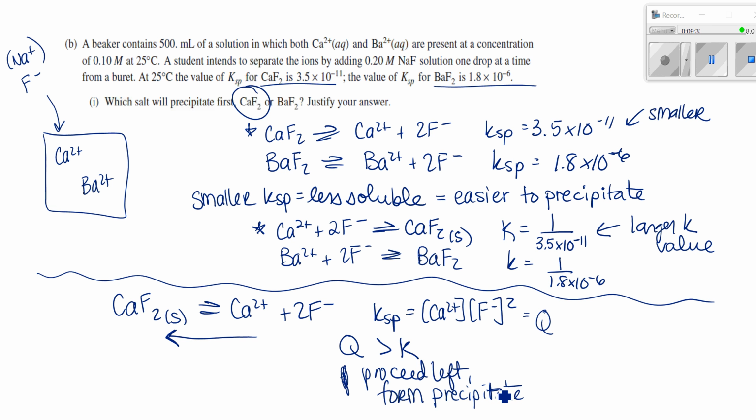And when your K value is relatively small, it doesn't take many ions in order for Q to be greater than K. So that's another way of thinking about it mathematically. This is why solids with relatively small K values will precipitate easier, because it does not take very many ions to reach a point where Q is greater than K. So that's the other way of thinking about it.